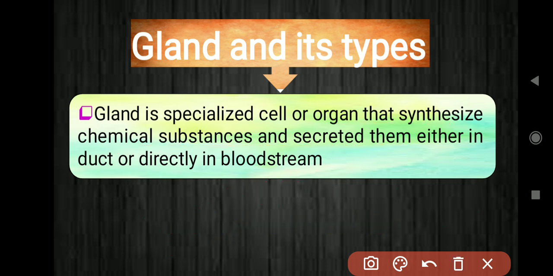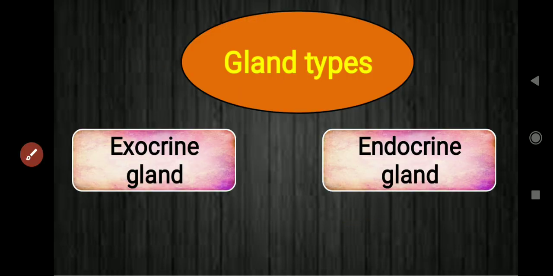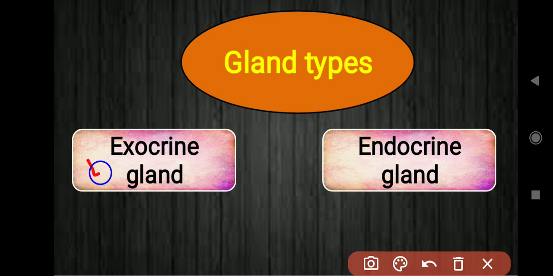So the definition of the gland is that it is a specialized cell or tissue that synthesizes some substances and then secretes them either in a duct or directly in the bloodstream to reach the target part. Next, there are two main types of gland. First one is the exocrine gland and second one is the endocrine gland.